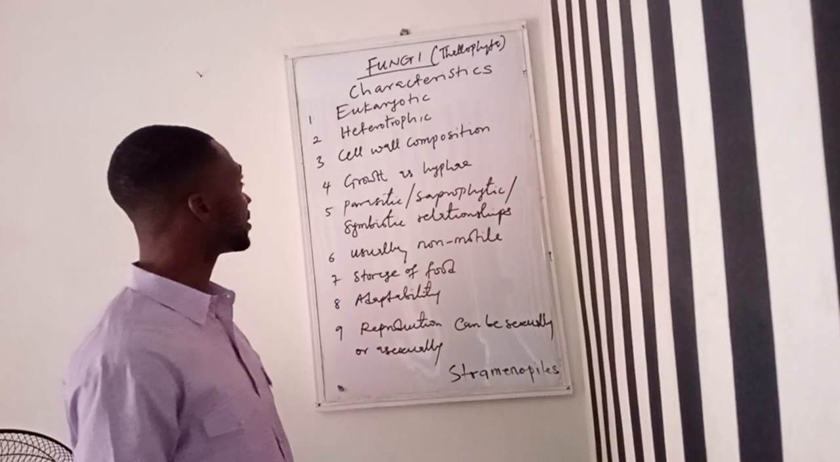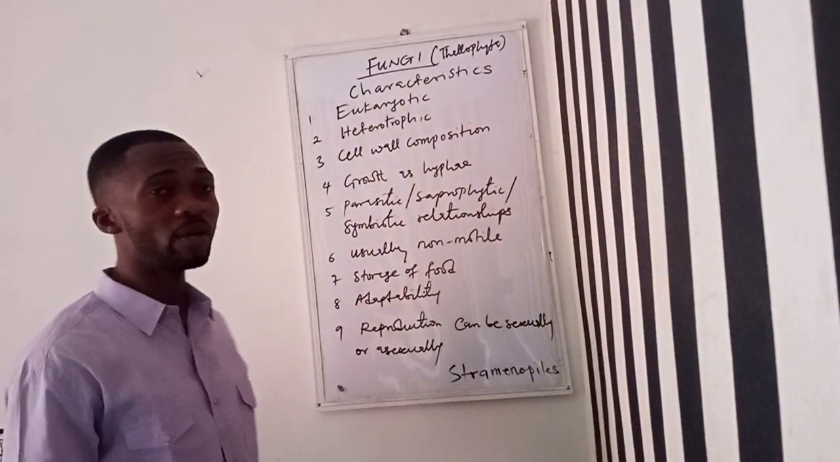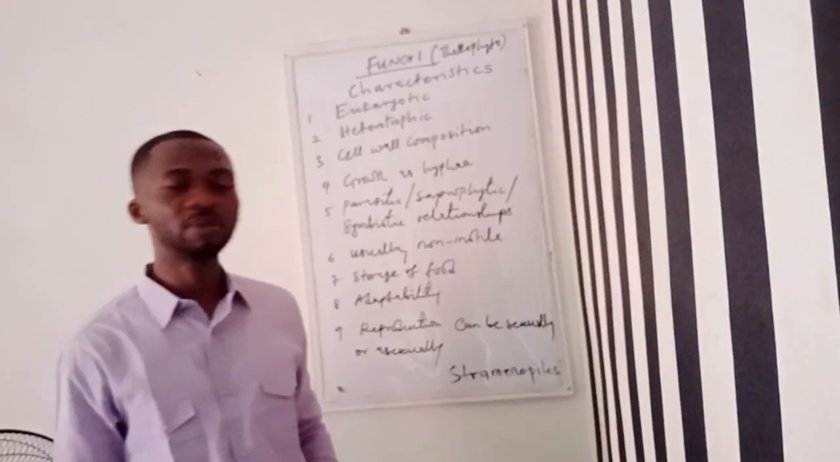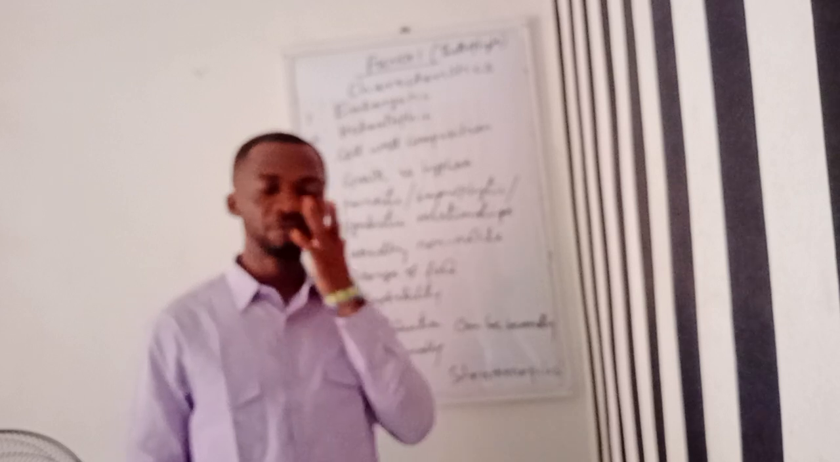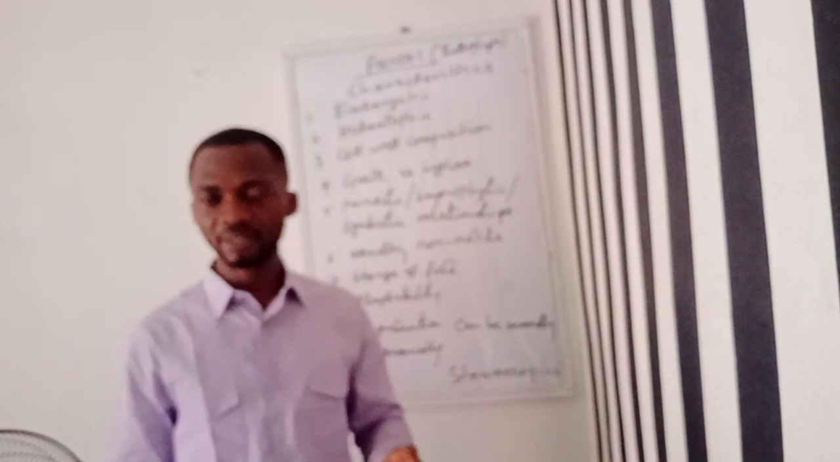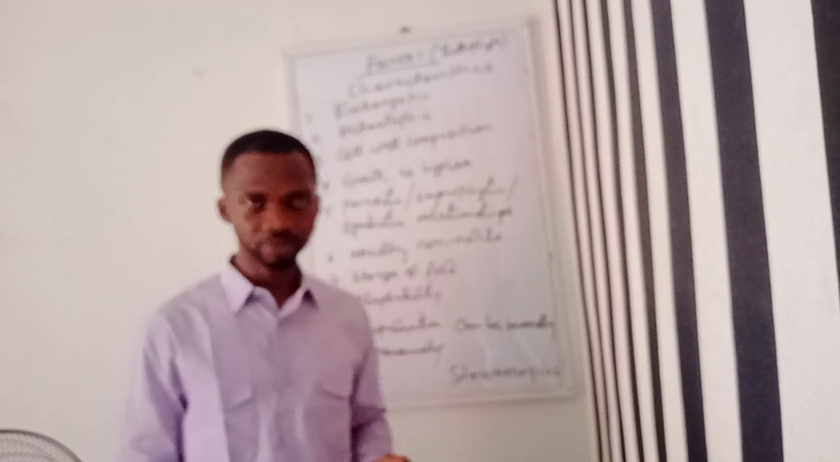Now, the first characteristic is the fact that they are eukaryotic. I've taken time to explain the difference between prokaryotes and eukaryotes. When you say that an organism is eukaryotic, that means that organism has a definite nucleus, and in addition to a definite nucleus, it also has membrane-bound organelles. So fungus is an example of an organism that has a definite nucleus.